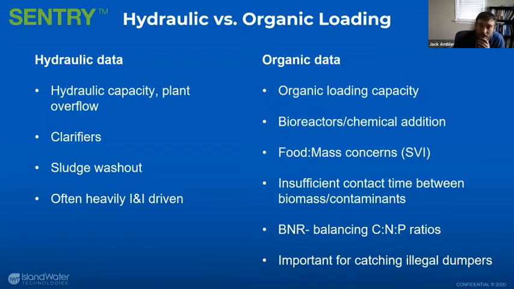As far as organic loading, this will be considered organic loading capacity. Most of your bioreactors and perhaps some of your chemical addition systems would be designed around this. So these are the ones that you'd be worried about over stressing. And so this is the balance of food to mass. Make sure you've got enough biomass, which has enough contact time to treat the organics, to treat the wastewater to the appropriate levels. This can also be important in BNR plants, balancing the carbon to nitrogen to phosphorus ratios to make sure that you can run that BNR and BioP process. So changing organics for that can be very important.